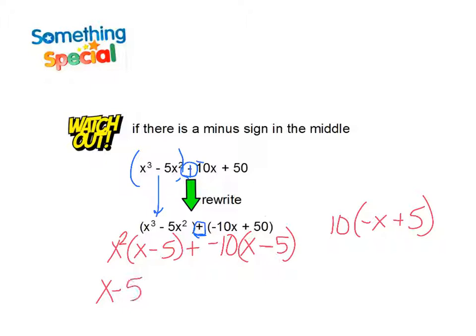Once they match, I write them. And then I write the leftover. And this is going to be x squared. And right here what I have going on is plus a negative. We're kind of past the point of writing plus a negative. We just go ahead and call it minus. And then that's your final answer.